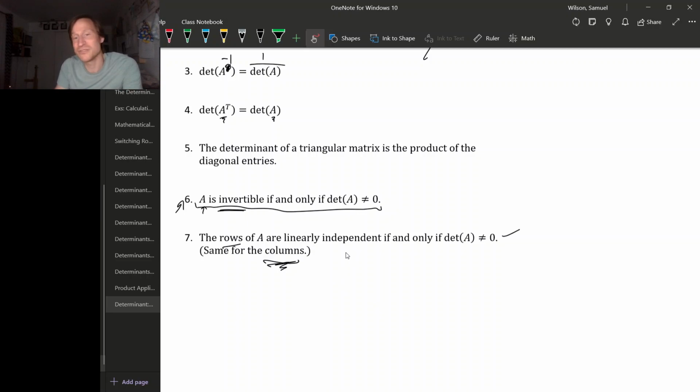So, this gives us one more nice thing to do with the determinant. If you want to know if some vectors are linearly independent, as long as you have n vectors in R^n, you can smash them all into a matrix and then calculate the determinant of the matrix and see if it's zero or not.